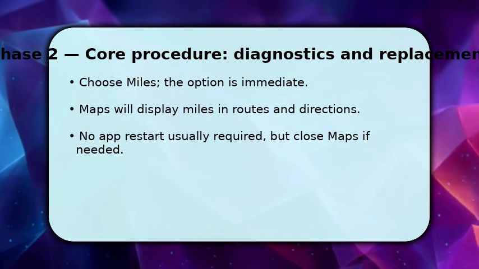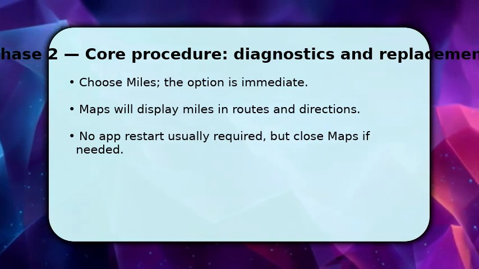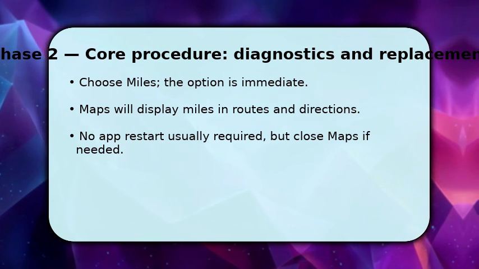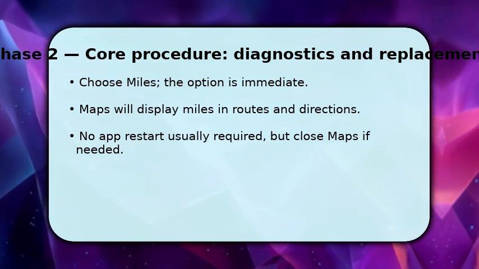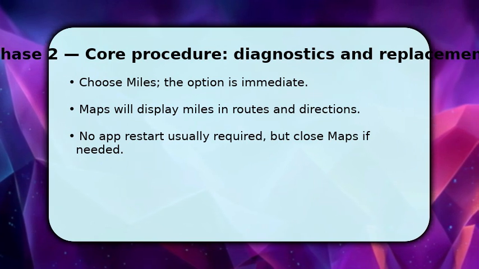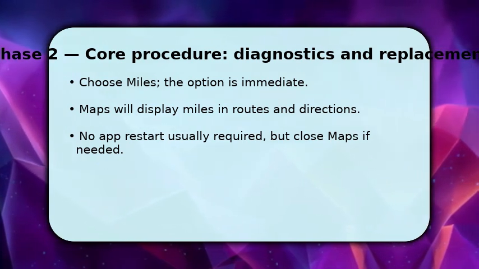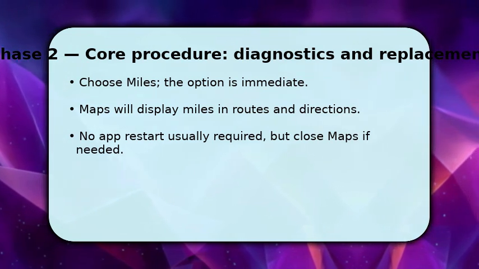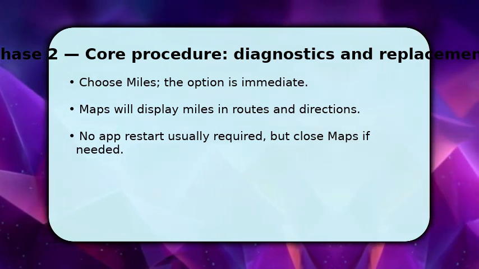You will see kilometers and miles. Tap Miles. Once selected, the setting applies across maps for step-by-step directions and distance badges. If you're on a route, you may need to tap back to Maps or briefly close and reopen it so active navigation updates. Make sure to test with a short route to confirm distances show in miles.